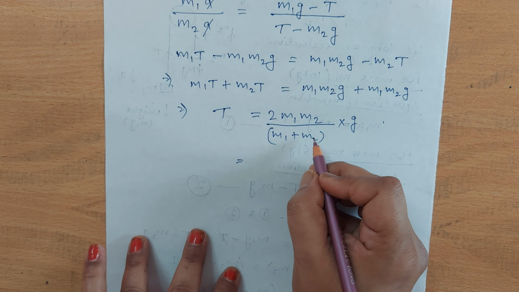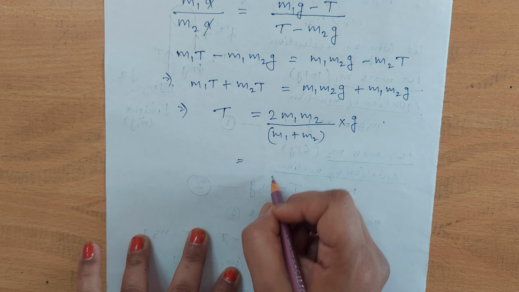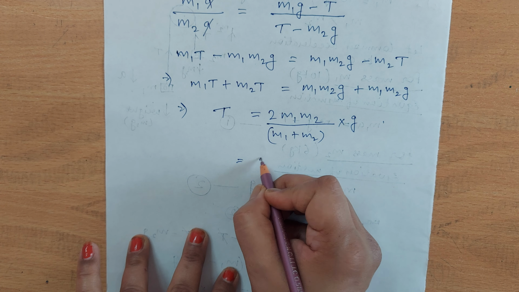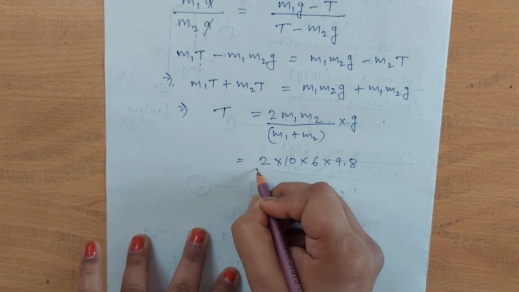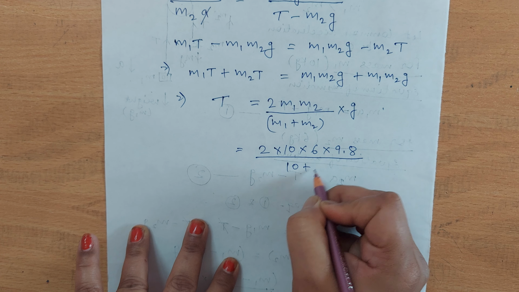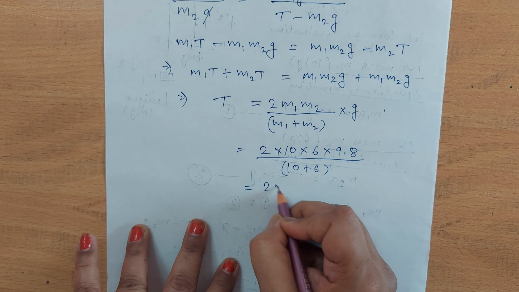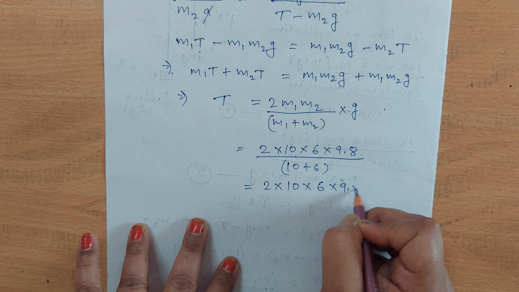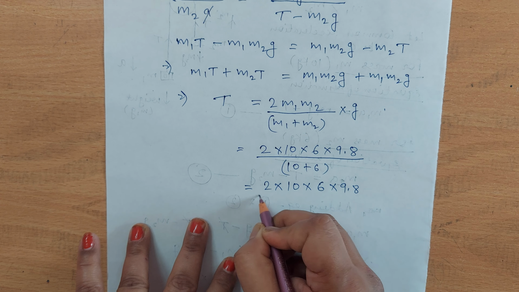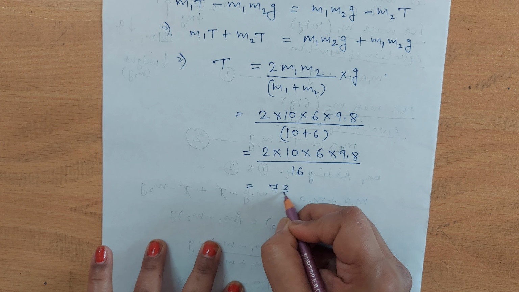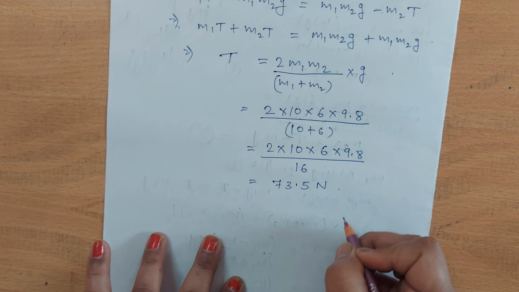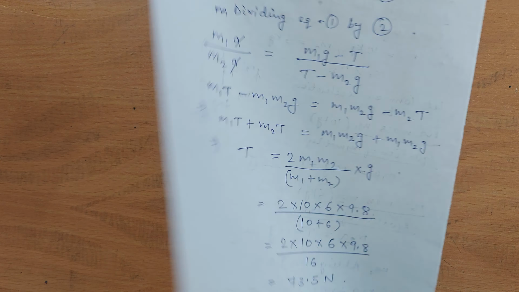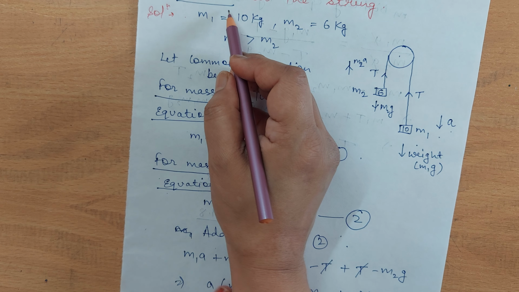So we will put the values of the masses m1, m2 and g. So we will have 2 into 10 into 6 into 9.8 divided by (10 plus 6), that is 2 multiplied by 10 multiplied by 6 multiplied by 9.8 by 16, and when you solve it, it will be equal to 73.5 Newton. So this way we can calculate acceleration and tension in the string.